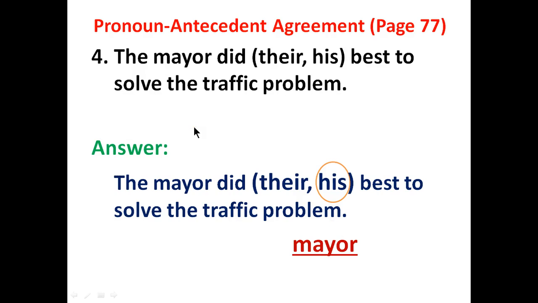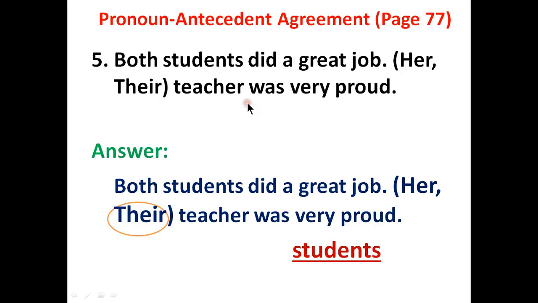Number 4. The mayor did his best to solve the traffic problem. Mayor is masculine, so you will say his. Mayor is a singular character, so you cannot say their. Mayor will become the antecedent of the pronoun his. That will be circled.